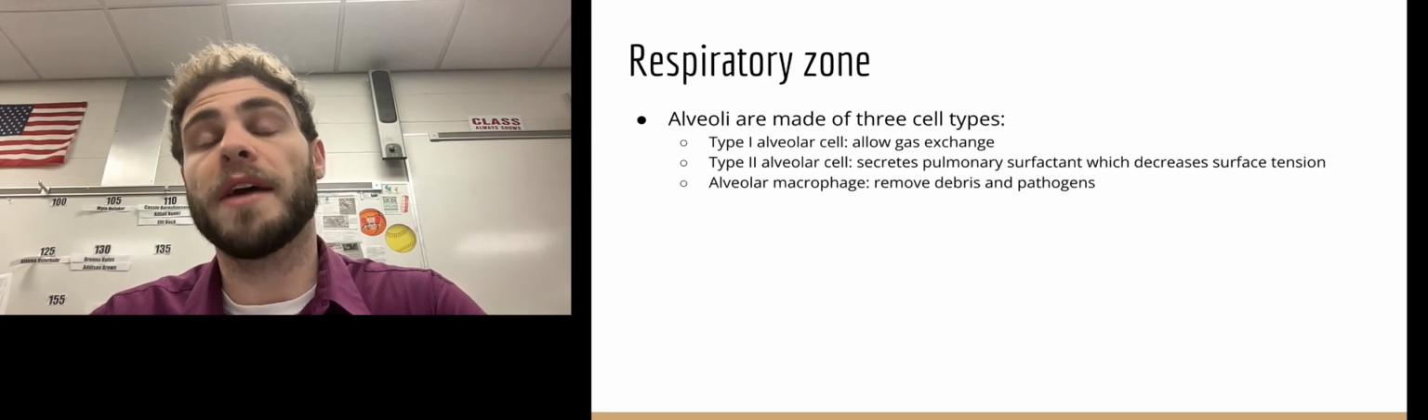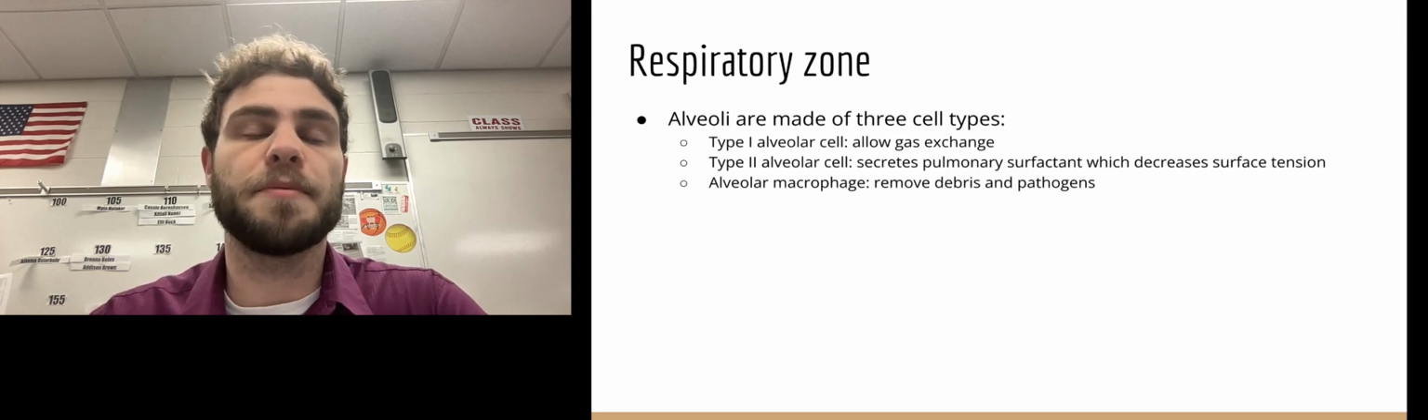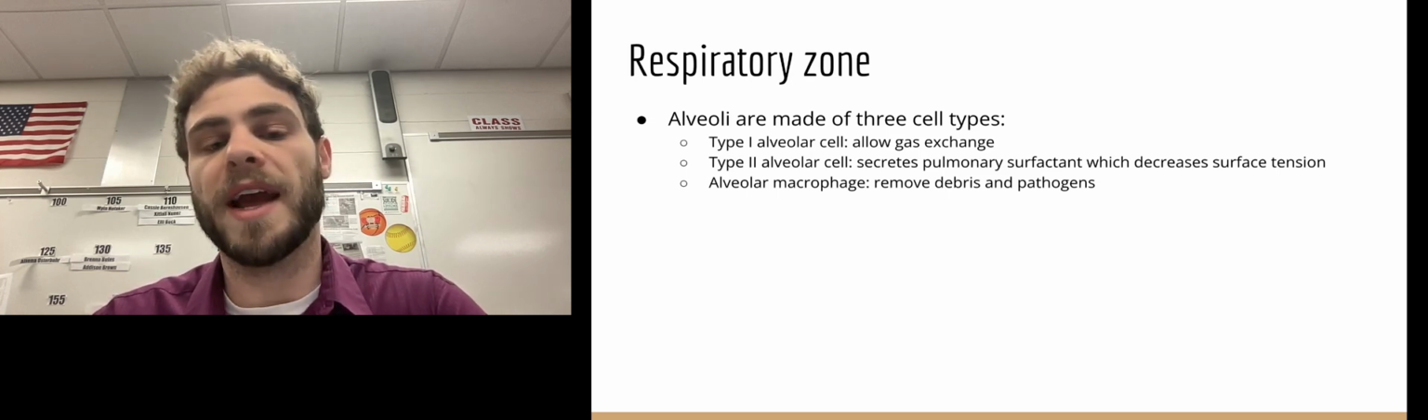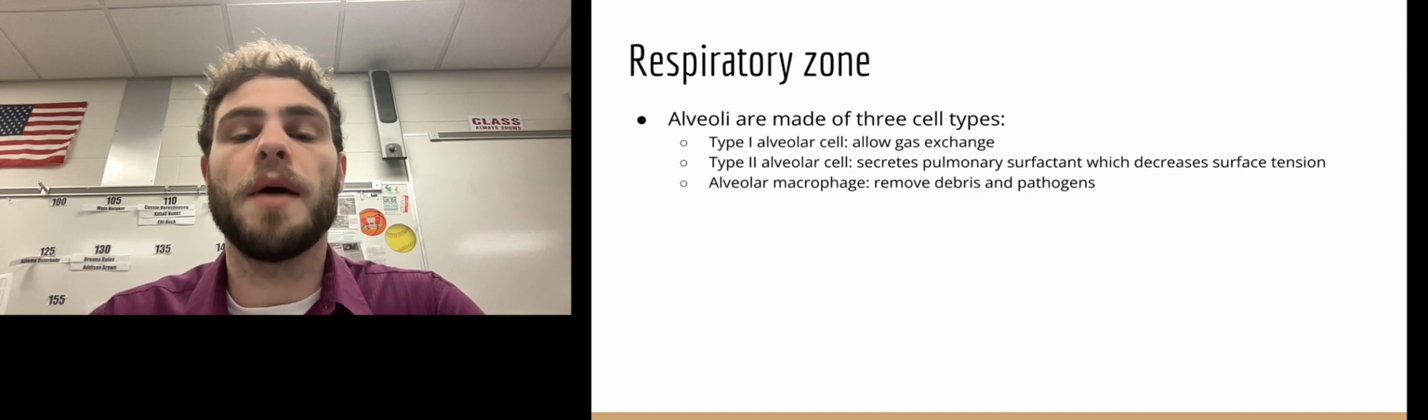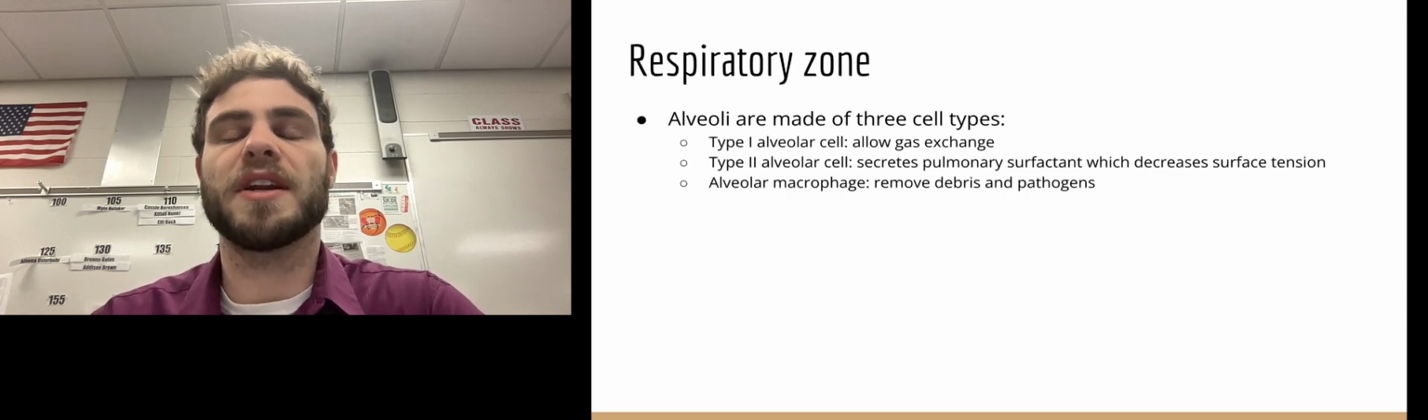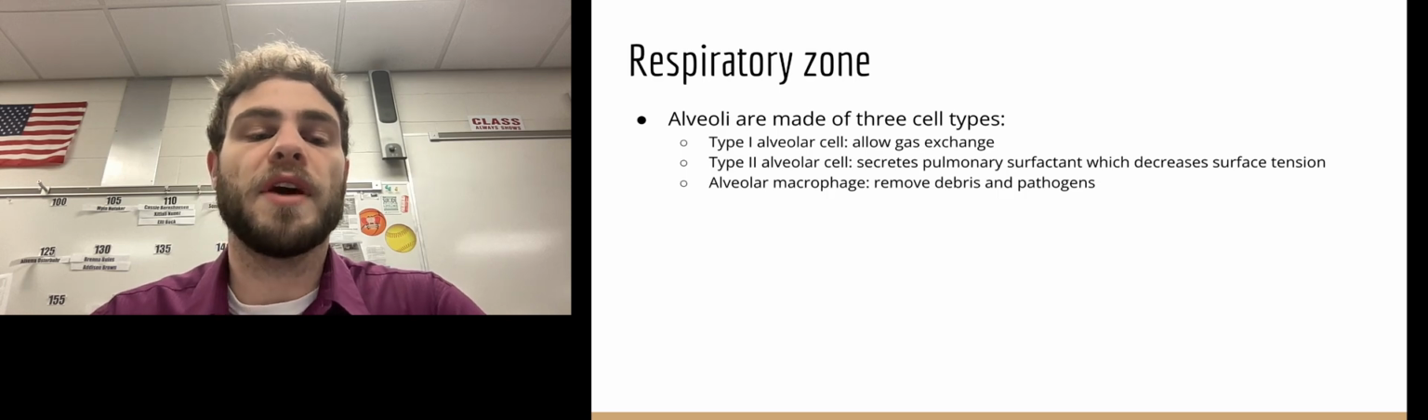In the respiratory zone, you're going to have alveoli made of three different cell types. You have type 1, which are going to be allowing for gas exchange. You have type 2, which are going to be secreting what's called pulmonary surfactant, kind of a liquid, mucousy thing that's going to help decrease the surface tension in those alveoli.